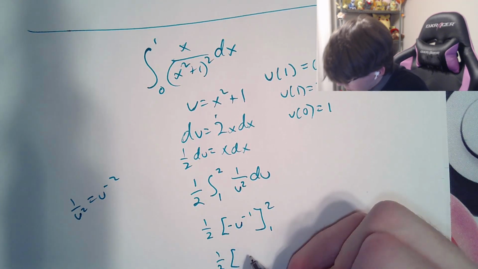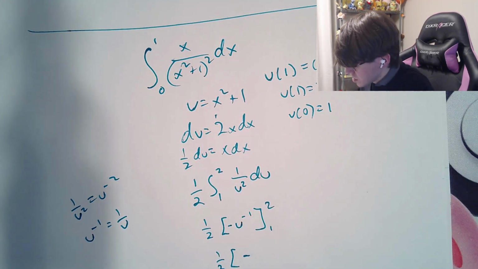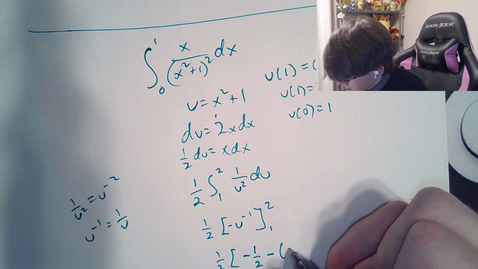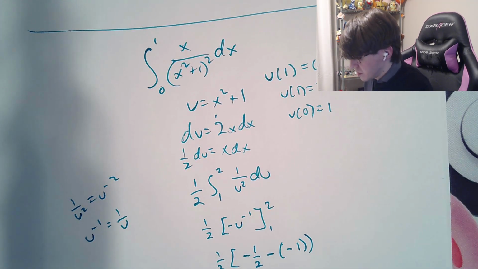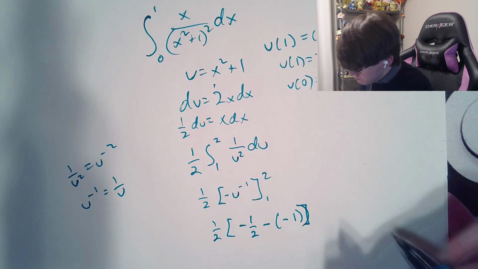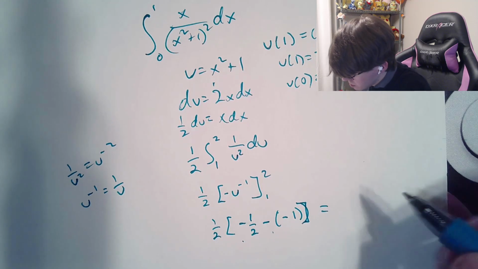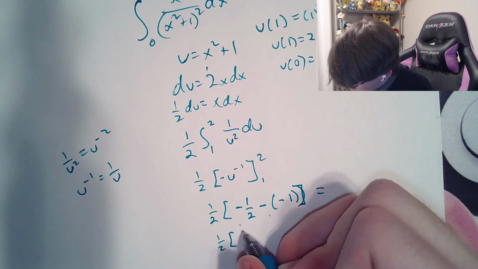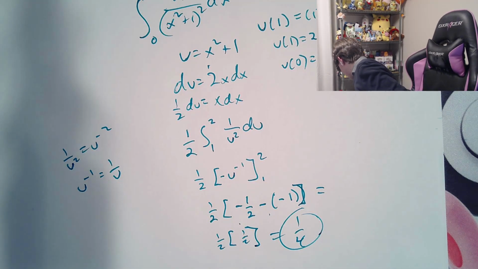So plugging in 2 here, remember that u to the negative 1, that's the same thing as 1 over u. So in this case, we're going to have negative 1/2 minus, parentheses, negative 1 over 1, or just 1. Like that. And negative 1/2 plus 1. Let me just write it like this. Negative 1/2 plus 1 is 1/2. And therefore, our final answer is a 4th. Yep, that's the right answer.